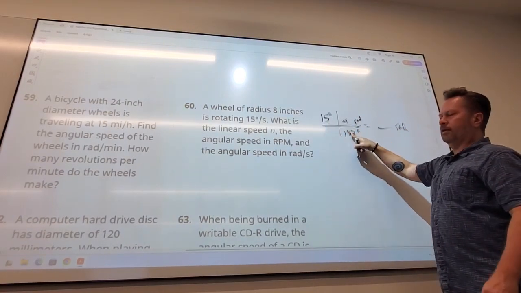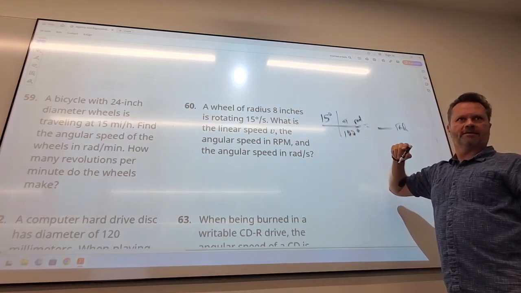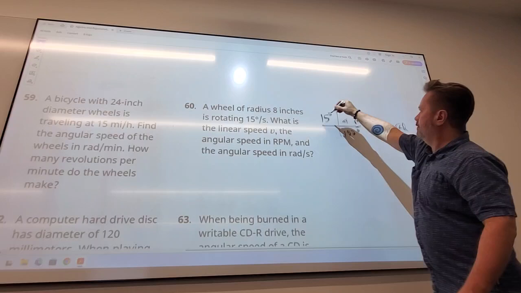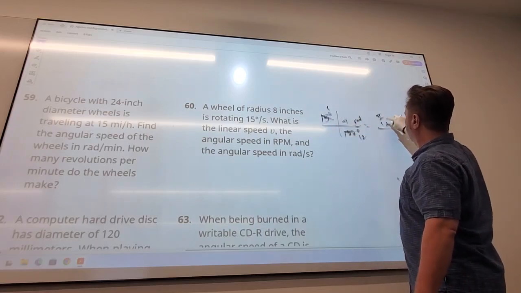Reduce 15 and 180. 12. Huh? 112? Okay. So I get pi over 12.